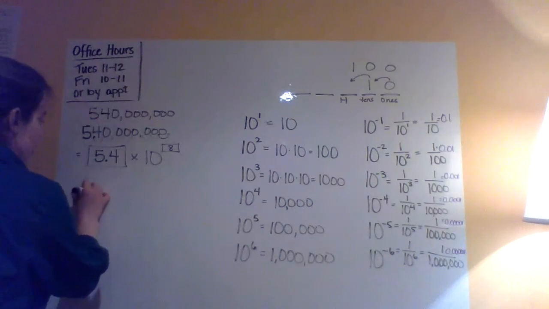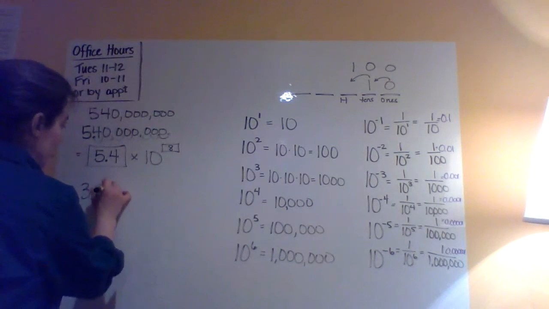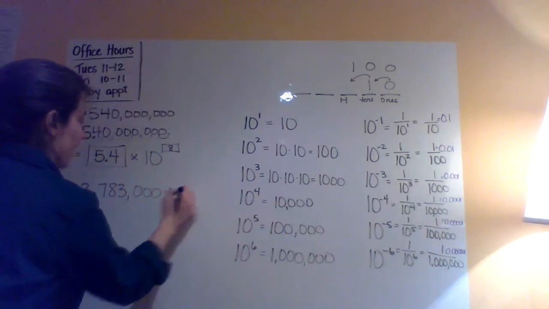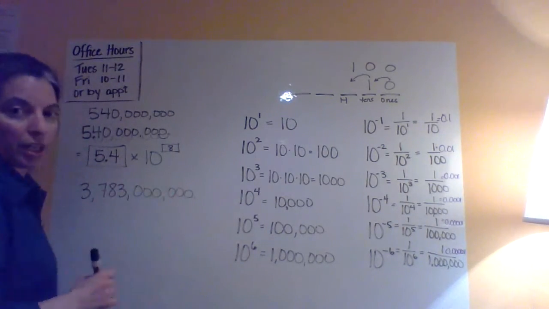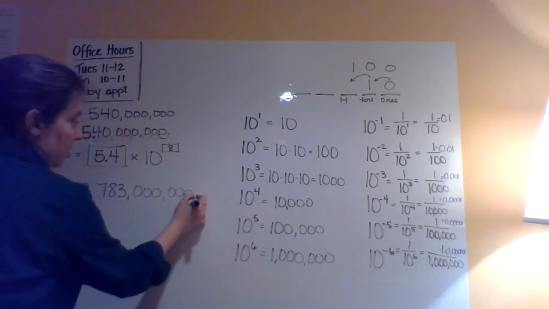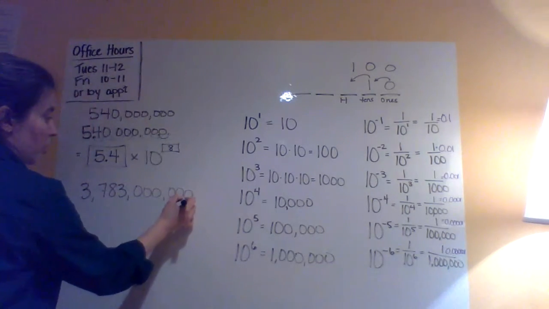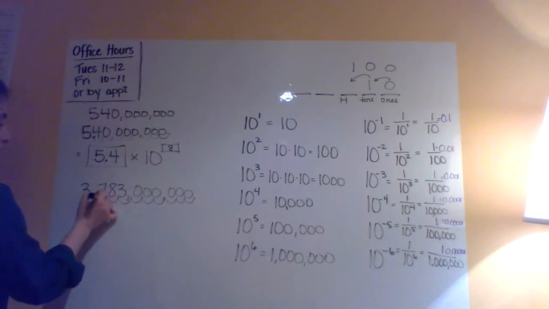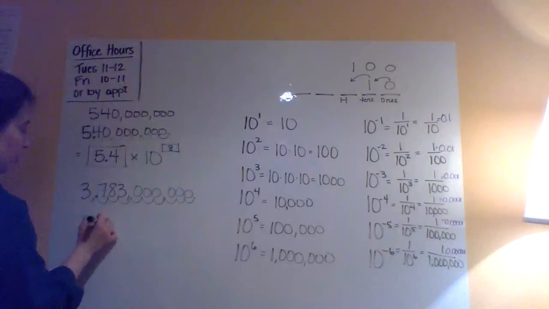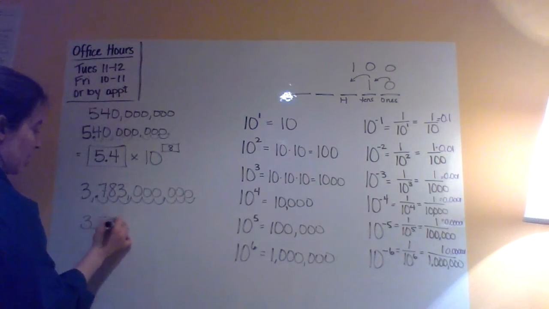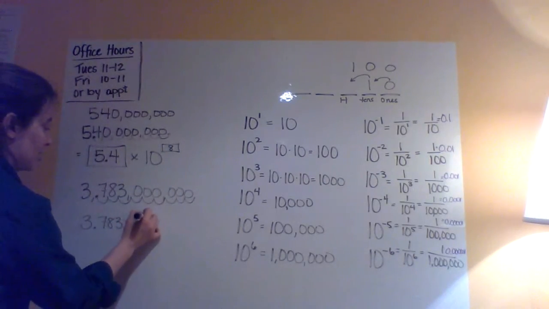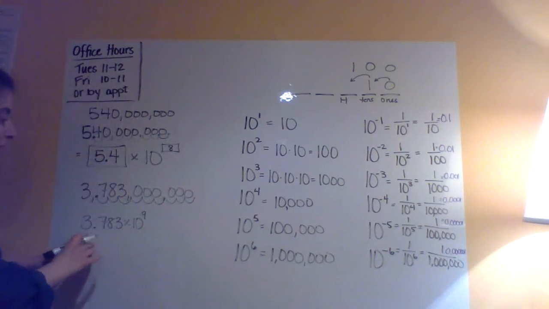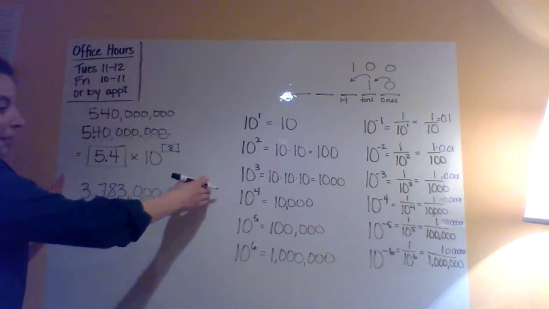The next one is 3,783,000,000. Okay, again, my decimal point starts out hiding over here. I move it over until there's just one number in front of the decimal: 1, 2, 3, 4, 5, 6, 7, 8, 9. So I'm going to have 3.783 times 10 to the 9th. I know this is going to be positive because I have to multiply 3 by something really big to get this really big number.